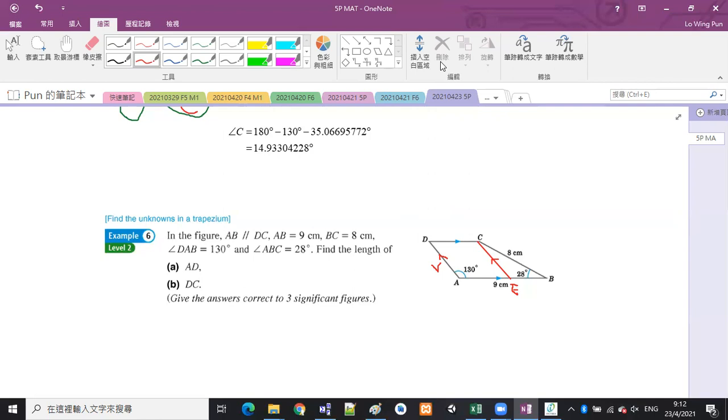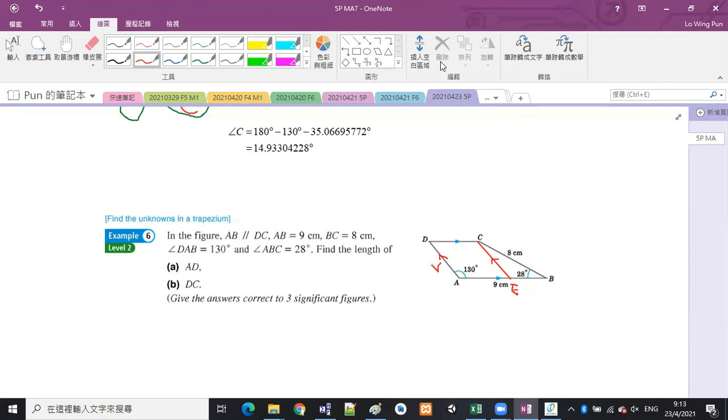The CE belongs to triangle CBE. Okay, then we may be able to use the sine formula, okay, to find CE. If we can find CE, then DA will be the same answer. Do you understand? Okay, so our plan is to find CE from this triangle. What else do we know apart from 8 cm and 28 degrees in triangle BCE? Do we know any other details?